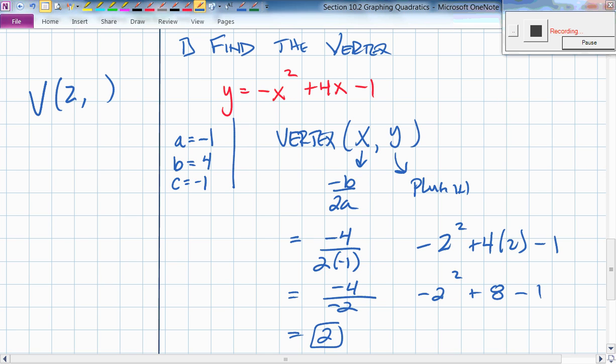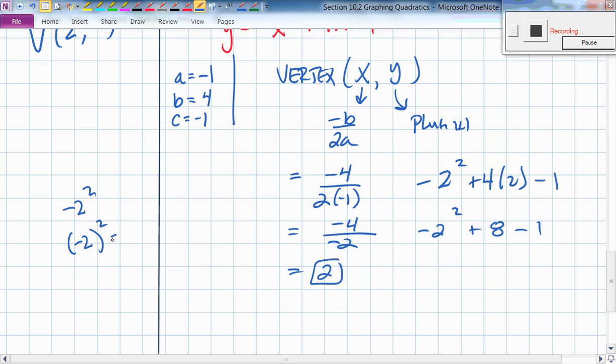Is there a difference between negative 2 squared and negative 2 squared, with and without parentheses? Yes or no? There is a difference. What is the difference between those two things? The parentheses, yes, very good. This actually means negative 2 times a negative 2. This actually means the negative of 4.